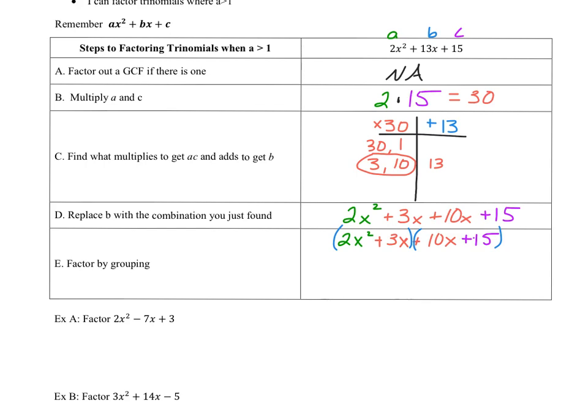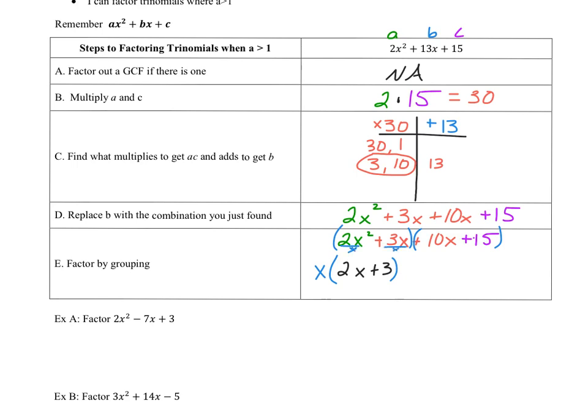So my greatest common factor between 2x squared and 3x, well, 2 and 3 can't divide by anything. And then I look at my x's. I have x squared and x. Oh, well, those each have an x, so I'm going to take x out. And I'm left with 2x and 3. And so I'm dividing each of those by x.